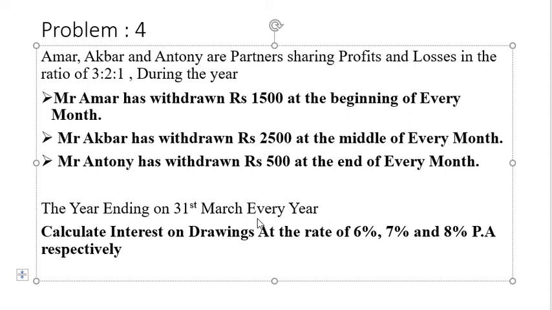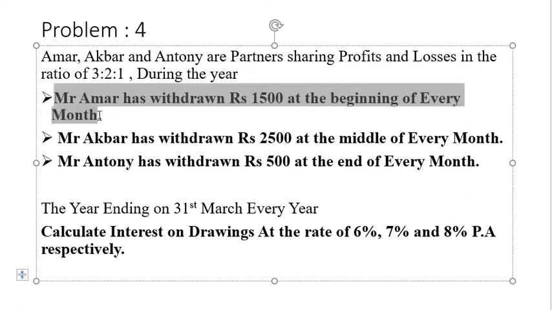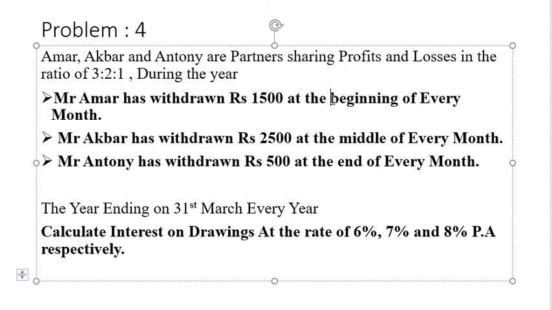The year ends on 31st March every year. Calculate interest on drawings at the rate of 6%, 7% and 8% per annum respectively. They have given three percentages: 6% for Amar, the first partner, 7% for Akbar, and 8% for Anthony. Now first we'll do one by one. First we will go for Mr. Amar. He is withdrawing at the beginning of every month. So now shall we calculate?